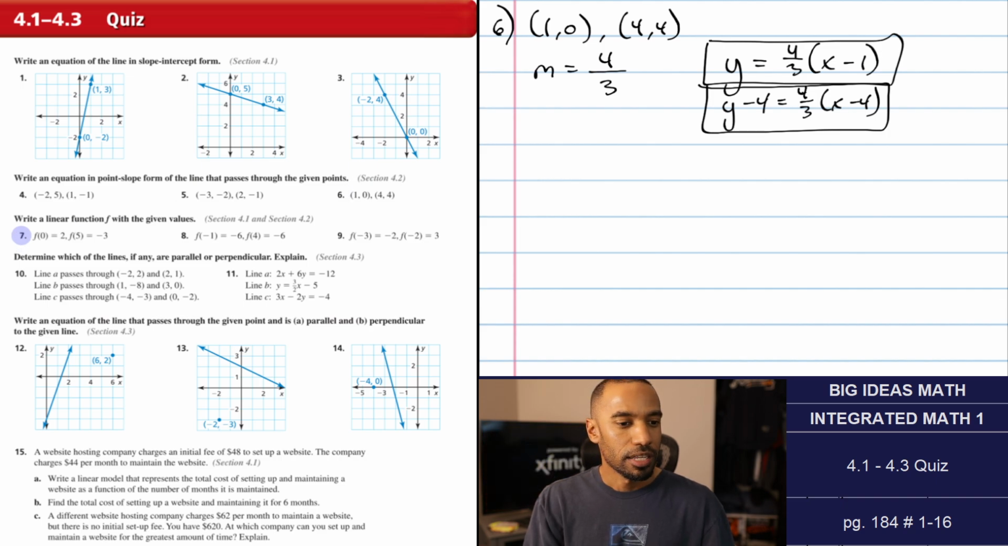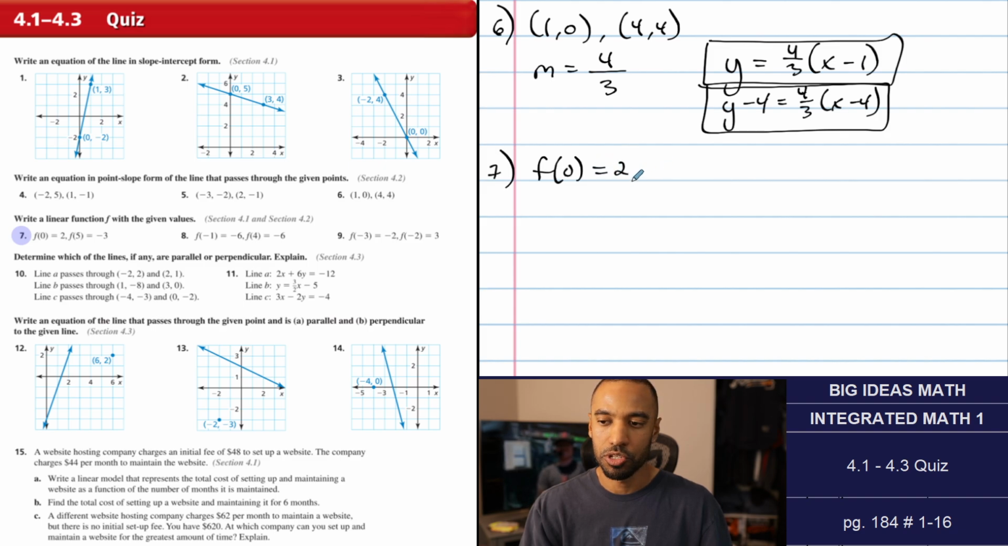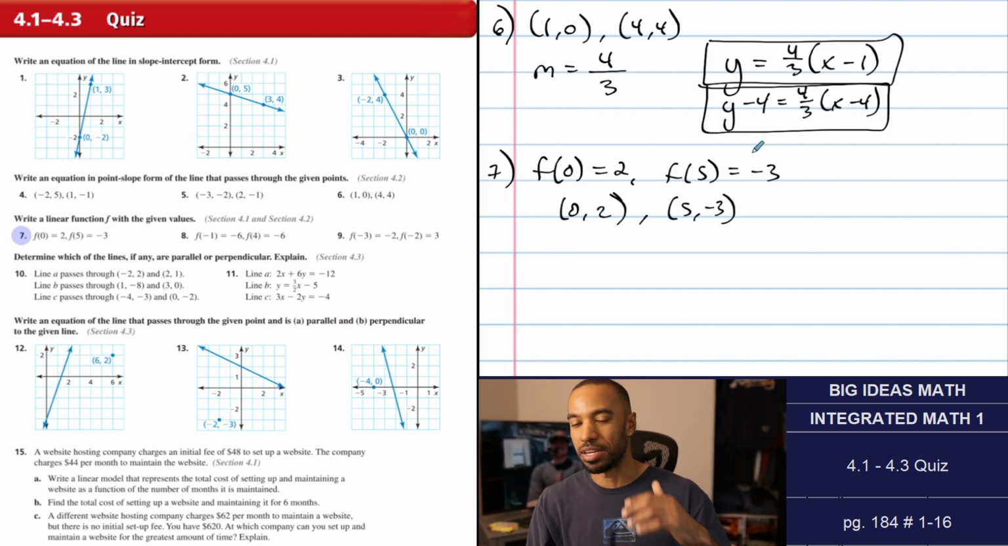Okay, anyway, it says write a linear function f with the given values. Numbers 7, 8, 9, but number 7 specifically gives me f of 0 equals 2 and f of 5 equals negative 3. 0 is an input, 2 is an output. That means that's an x comma y. It's kind of hard for me to do it without writing these points. So 0, 2 is a point, 5 is an input, negative 3 is an output. There's another x, y.